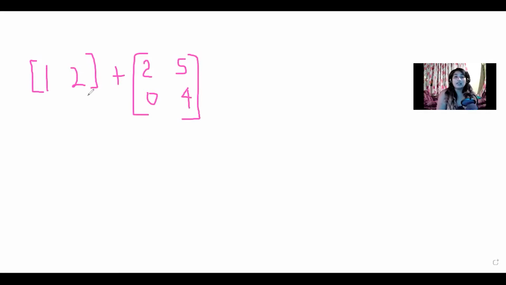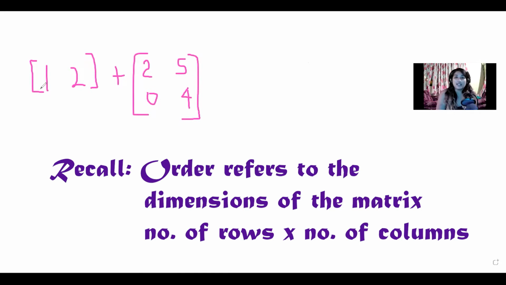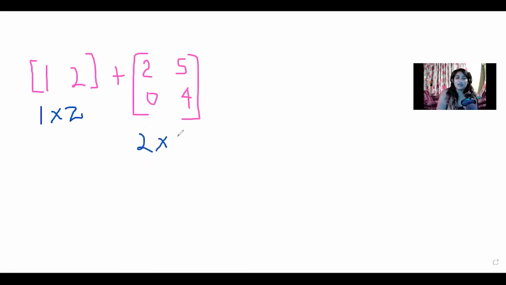So if you can recall that very first video which introduced you to matrices, you remember we discussed something called order. The first matrix here is of order 1 by 2, whereas the second matrix is of order 2 by 2. So this means we can't perform addition here.